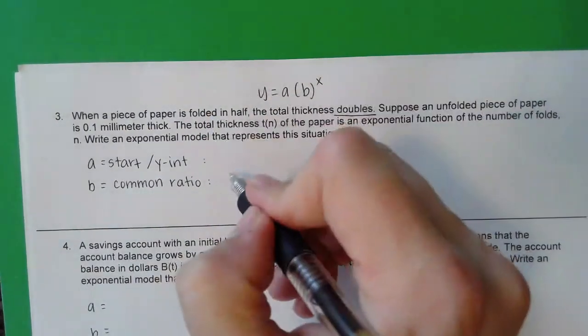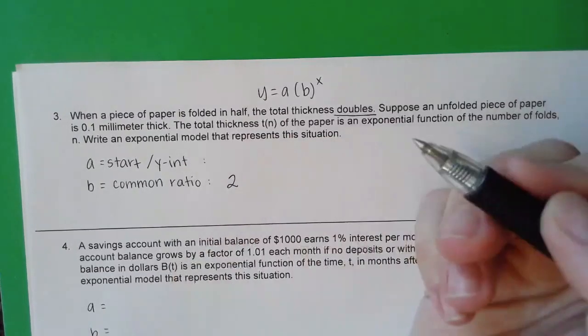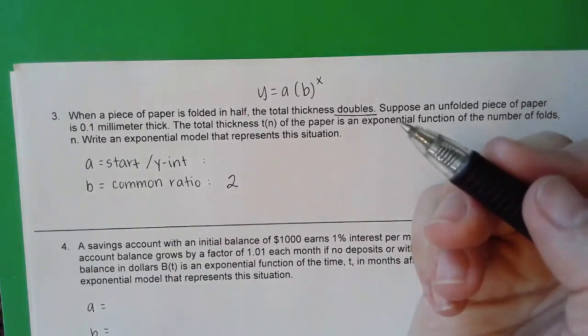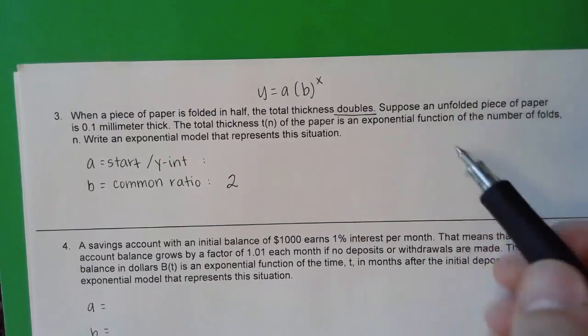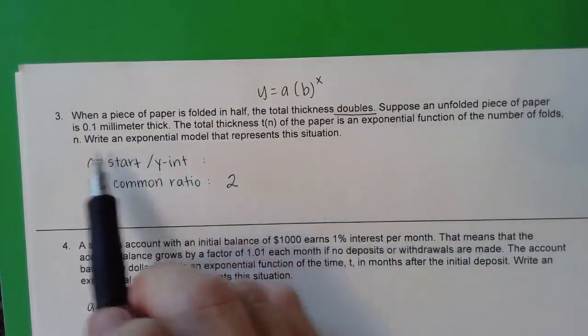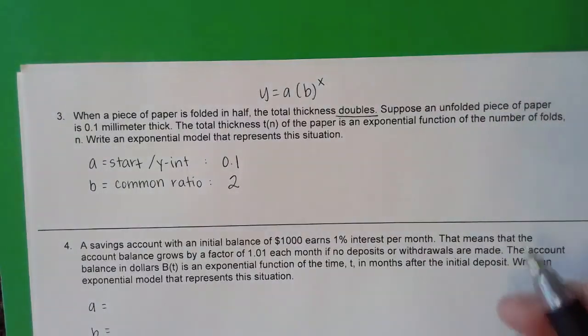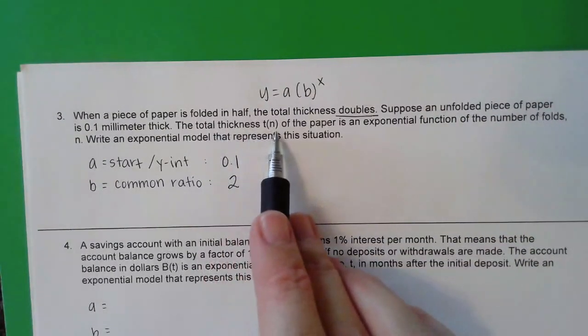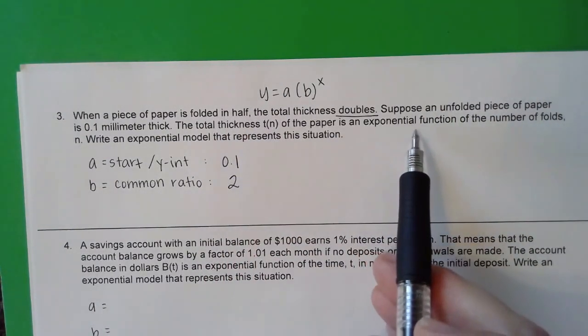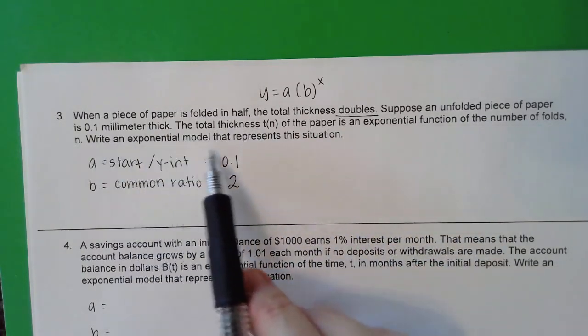That means that your b is going to be 2, because every time you fold it in half, it gets twice as thick. It tells you that the unfolded piece of paper starts at 0.1 millimeters thick. The total thickness T of n of the paper is an exponential function of the number of folds n. Write an exponential model that represents the situation.